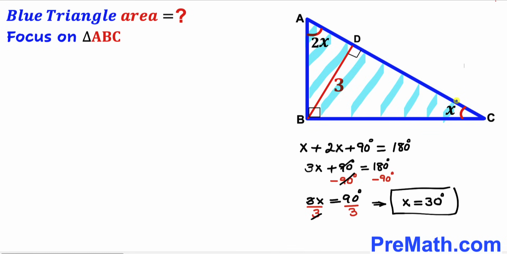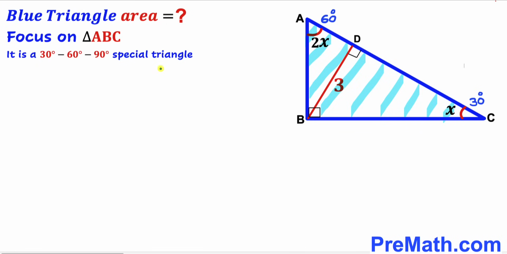So therefore this angle x has got to be our 30 degrees, and this angle is going to be 2 times x, means it's going to be our 60 degrees angle. And now we can see that this triangle ABC is our special 30, 60, 90 triangle. Since this is our 30 degrees angle, this is our 60 degrees, and this is our 90 degrees.